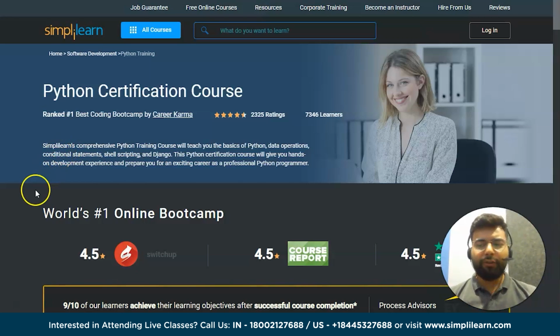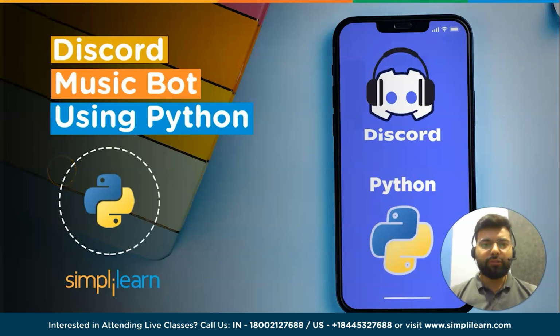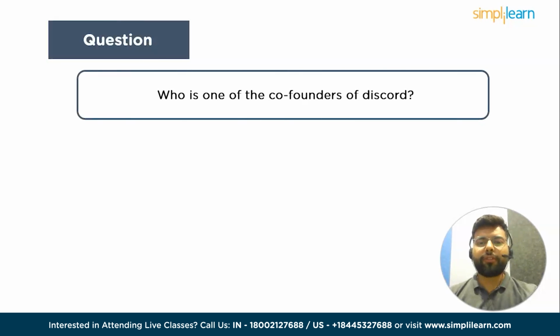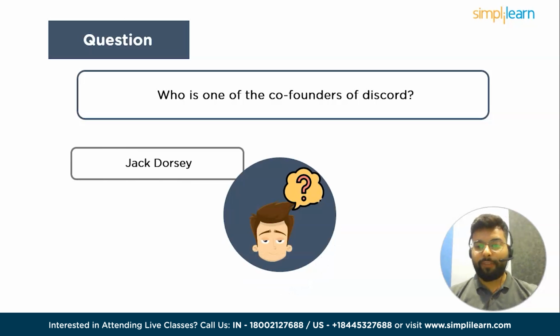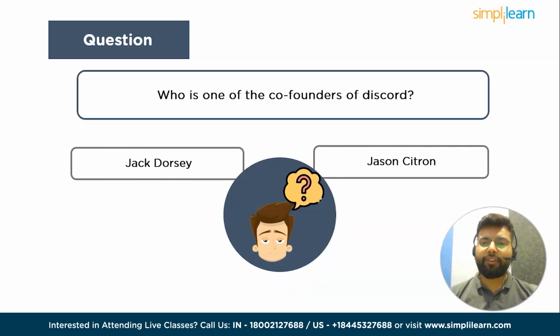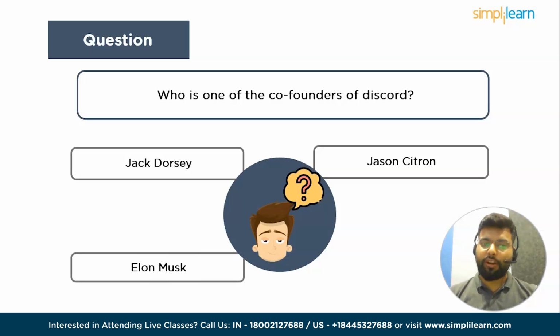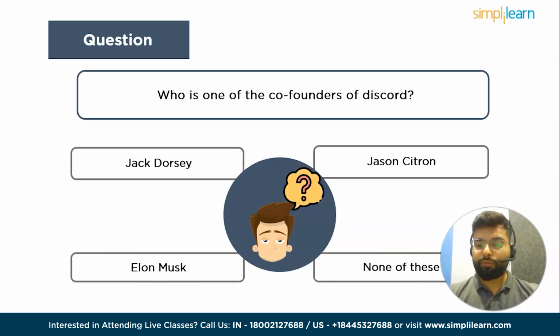And before starting with our tutorial, I have a simple question for you guys. The question is, who is one of the co-founders of Discord? Your options are: the first option is Jack Dorsey, the second option is Jason Citron, the third option is Elon Musk, and the fourth option is none of these. Please answer in the comment section below and we'll update the correct answer in the pinned comment. You can pause the video, give it a thought and answer in the comment section. Now moving on.